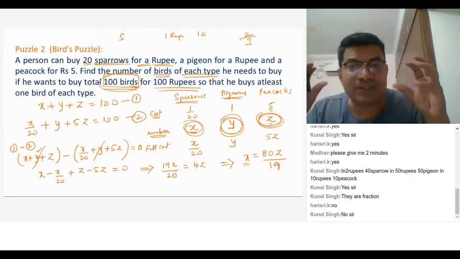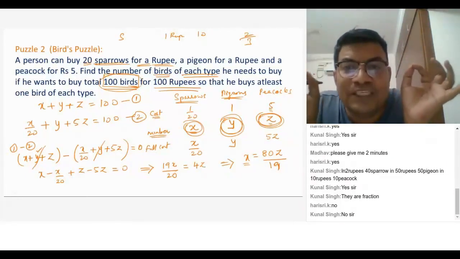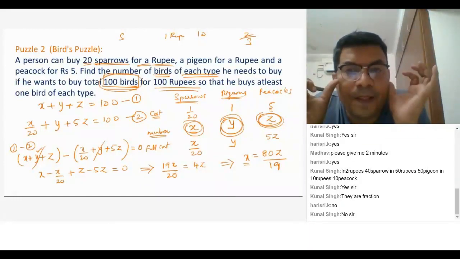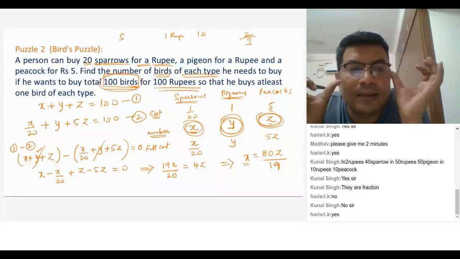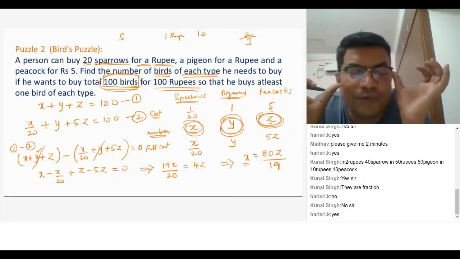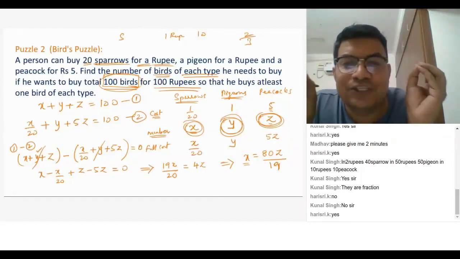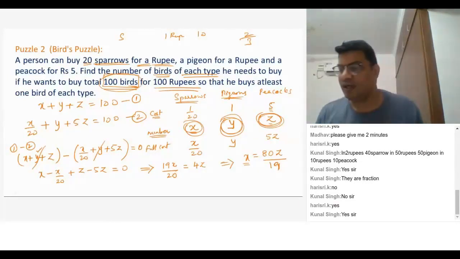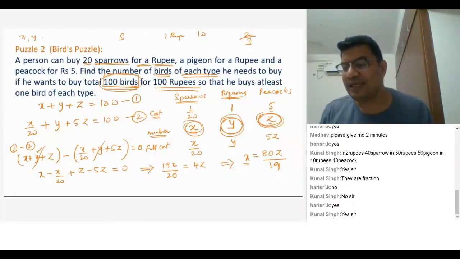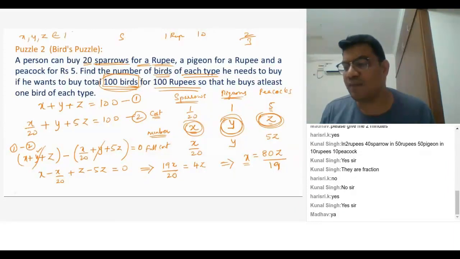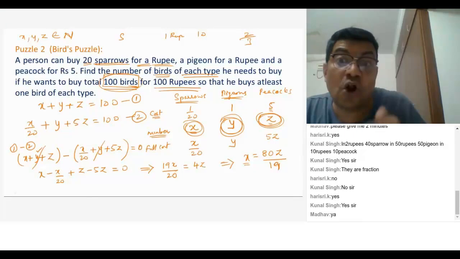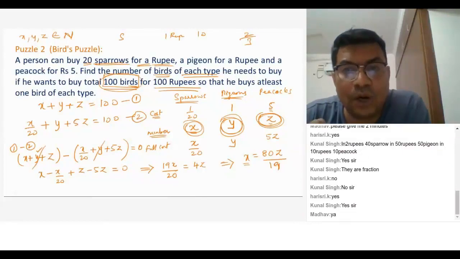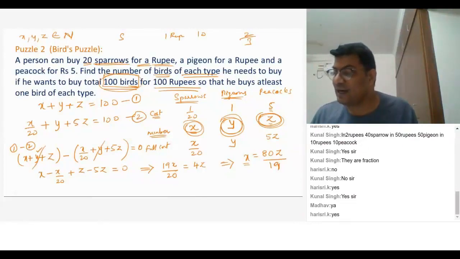That means the numbers x, y, and z should be positive integers. They should be natural numbers. Yes or no? Do you understand this point? All three of you, do you understand the number has to be a natural number. Your x and y and z should belong to natural numbers. That is a condition that is not told to you, but it is a known fact. Correct? So that means your x is 80z by 19.